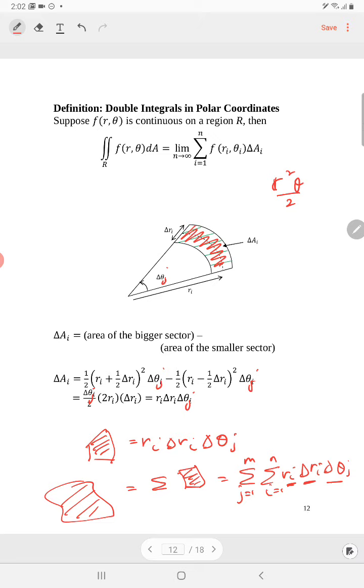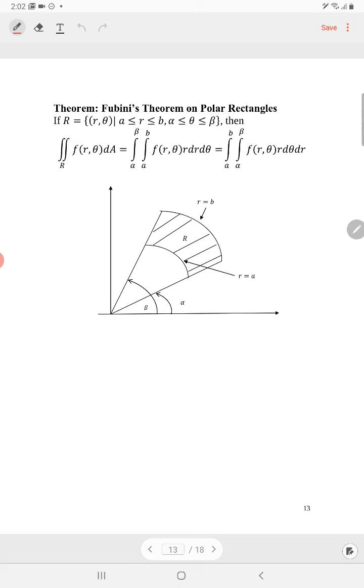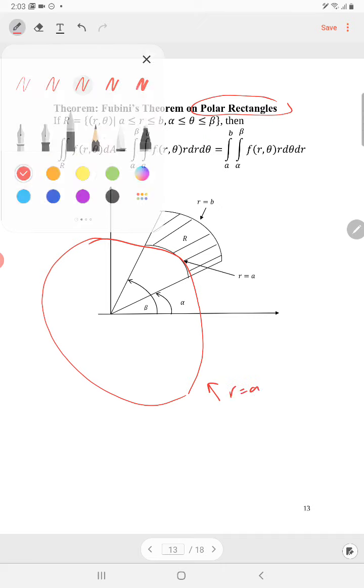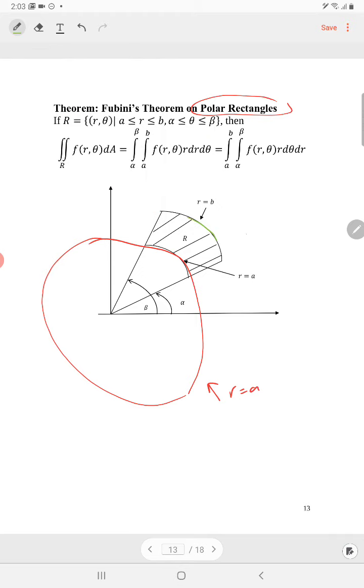Okay, so now we know. Next page. Right. So we have a theorem here on polar rectangles. We call them rectangles although it's not really a rectangle. So here your region R is points r theta. Here r is from a constant to a constant. So here we have r equals a, that is a circle, ugly circle, I know. And then we have another circle, r equals b.